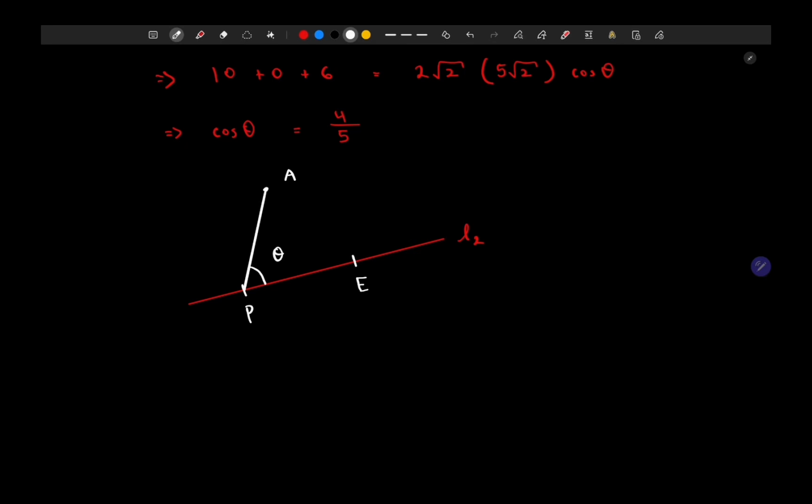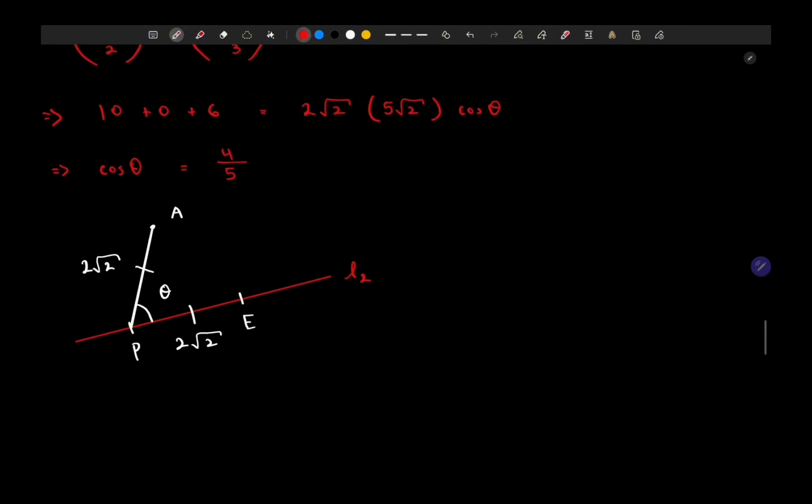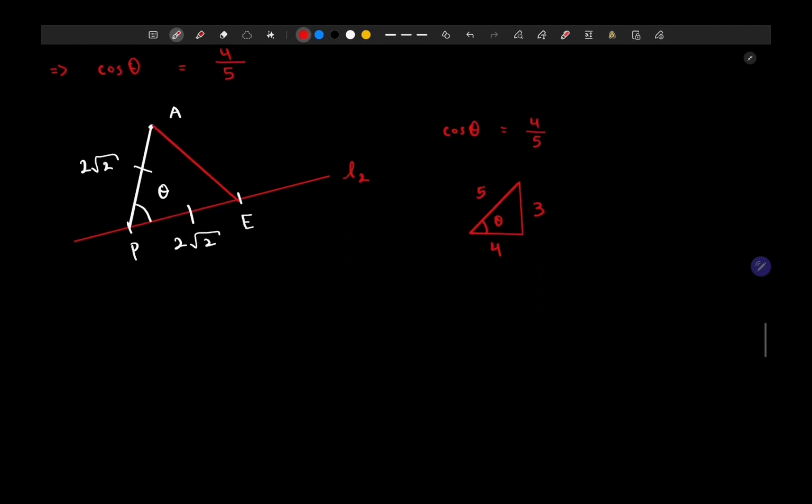Now this is theta and AP is equal to PE. So if this is 2 root 2, this will also be 2 root 2. Now we need to find out the area of this triangle. Now we know that cos theta is equal to 4 over 5. So from this we can find out the value of sine theta. So cos theta is adjacent divided by hypotenuse. So this is 3. So the value of sine theta is equal to 3 over 5.